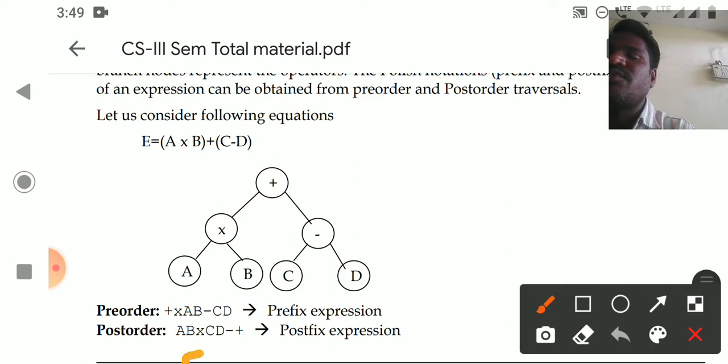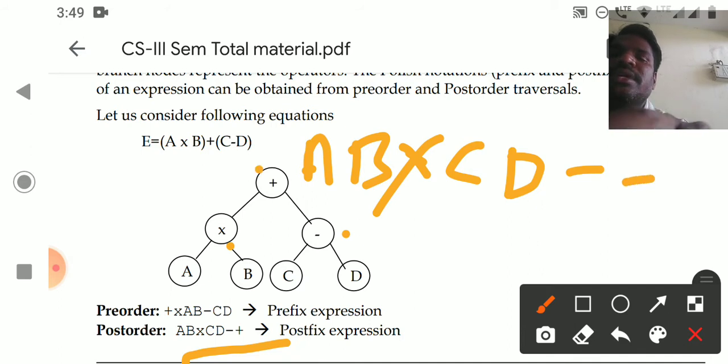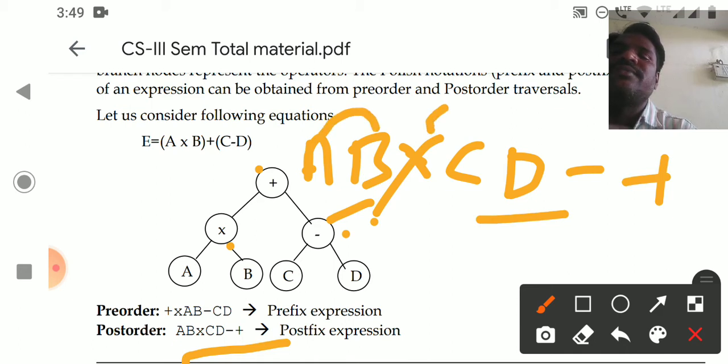So this is a postfix expression. Postfix means left A, then right B, then the operator into, then root, again left C, again right D, again root minus, finally the plus operator. This is called a postfix expression because the operator comes after the variables. So the operation on A and B must be performed first, then into.